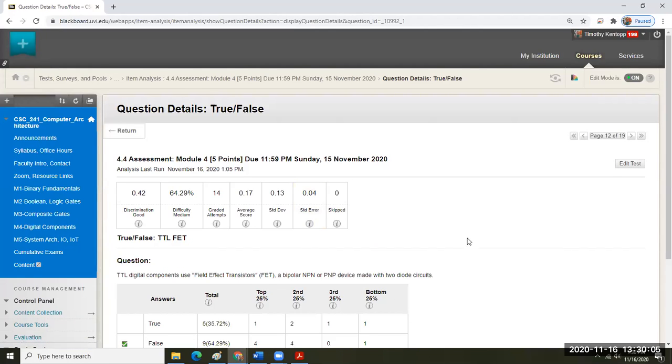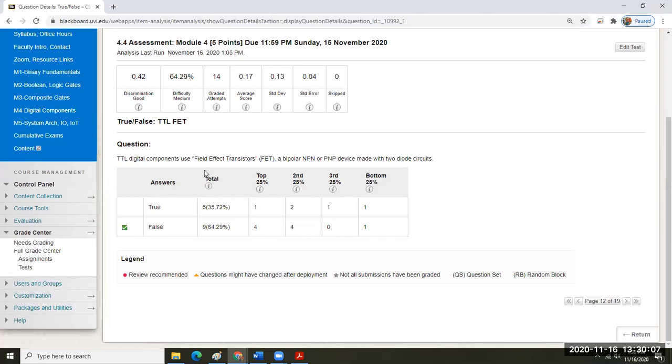All right, TTL digital components use FET, field effect transistors. I made a big deal out of MOSFET in class one day. A bipolar NPN or PNP device made with 2 diode circuits. No, the false part of that is the TTL piece, I think.